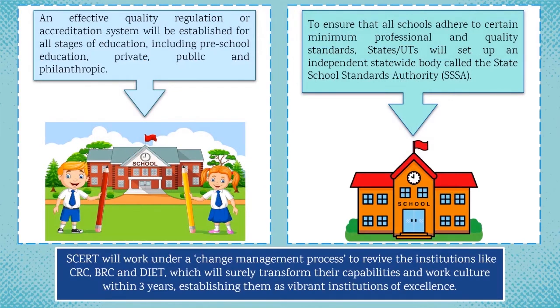An effective quality regulation or accreditation system will be established for all stages of education, which will include the preschools, private, public, and philanthropic schools, to ensure that all schools adhere to certain minimum professional and quality standards. State and union territories will set up an independent statewide body called the State School Standards Authority or SSSA.